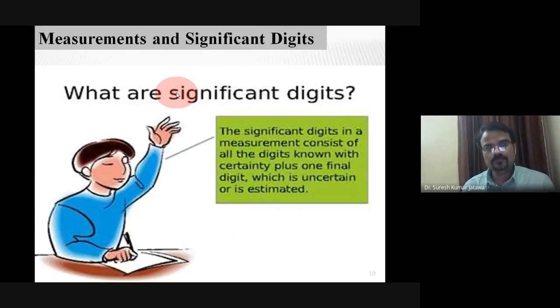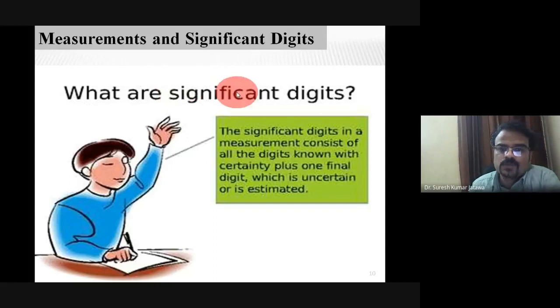Measurements and significant digits play a very important role in preparing your solution accurately. If you are unable to read significant digits or unable to measure the volume correctly in the flask or glassware, you will not be able to prepare a solution accurately. The significant digits in a measurement consist of all the digits known with certainty plus one final digit, which is uncertain or estimated.